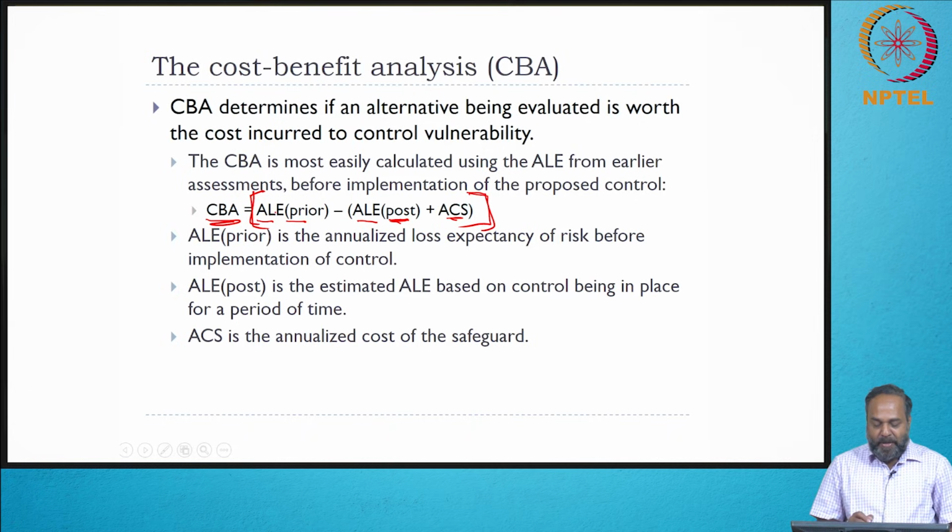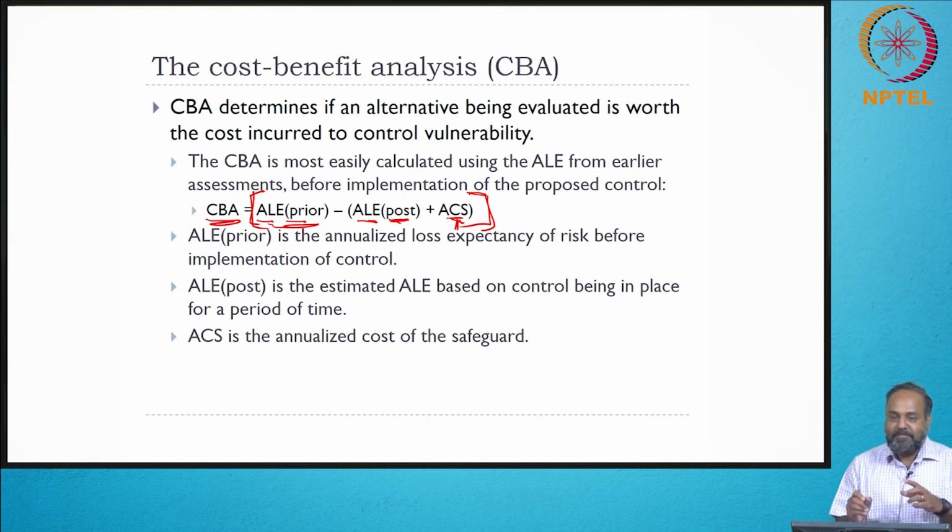What do you expect, which would be a higher term, ALE prior or ALE post? ALE prior would be higher. It is about loss, right? When your system is vulnerable, the losses are likely to be more. The current expected losses are more because your asset is more vulnerable. But now you invest ACS to better safeguard your system, and therefore you expect that the ALE, the loss, will go down. The expected loss goes down, but you can see the trade off coming in this part, ALE post plus ACS.